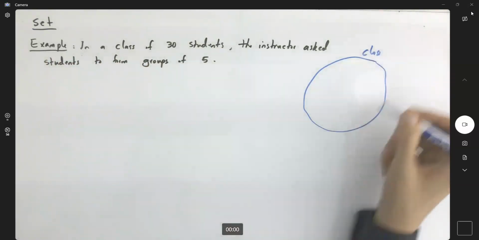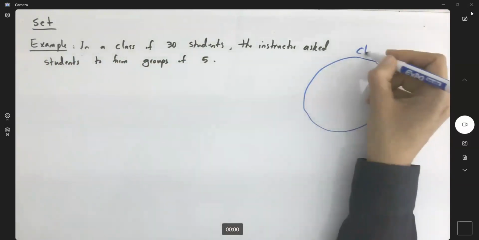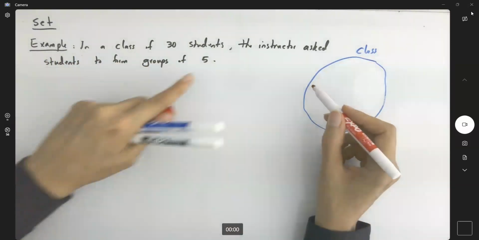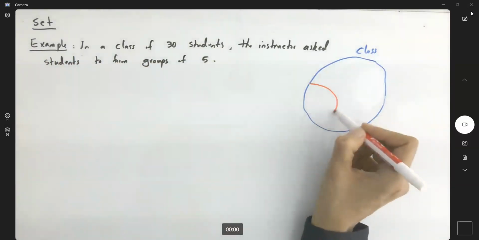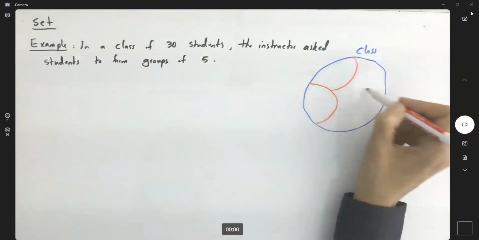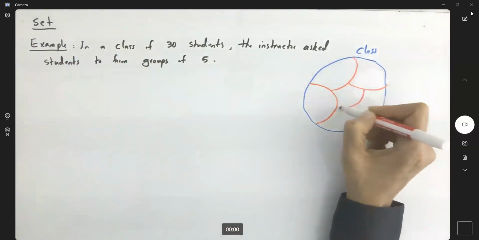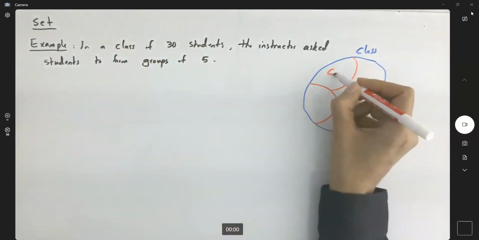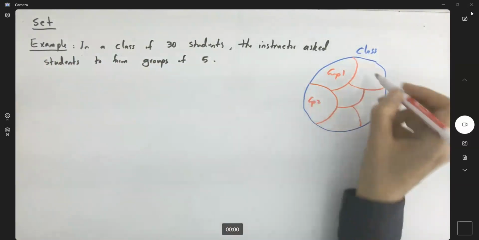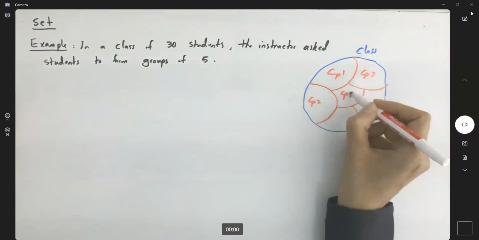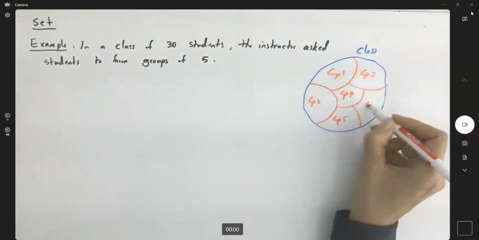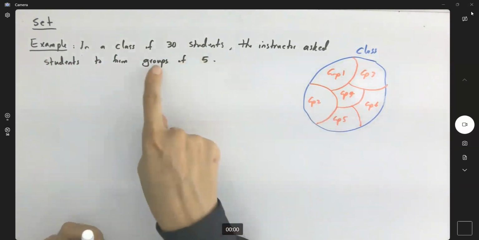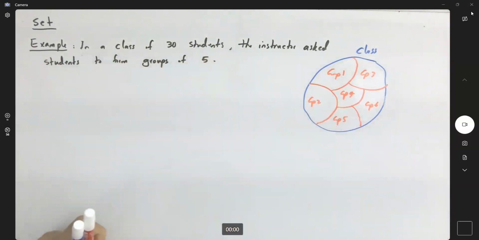This is the class, and the size of the class is 30. And the instructor asks the students to form groups of 5 students in each. The first group, the second group, the third group, the fourth, the fifth, and the sixth. So this is group 1, group 2, group 3, group 4, group 5, and group 6. These groups are called subgroups of this set.